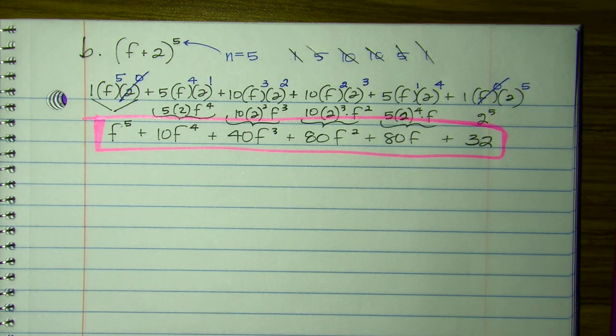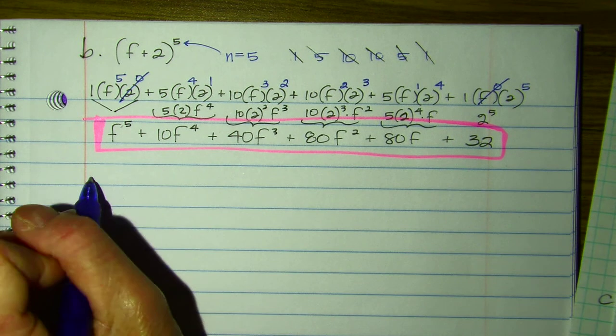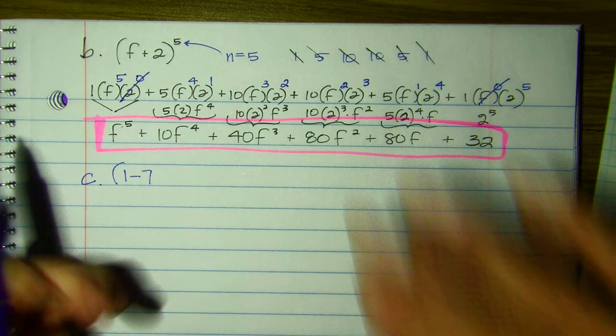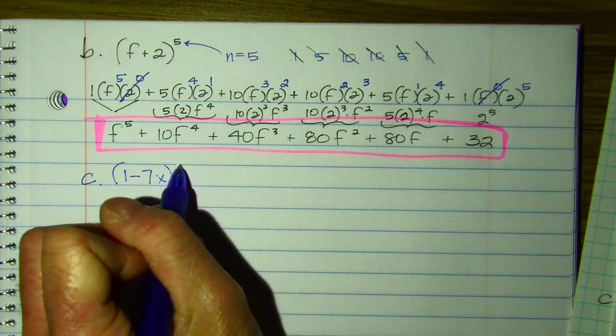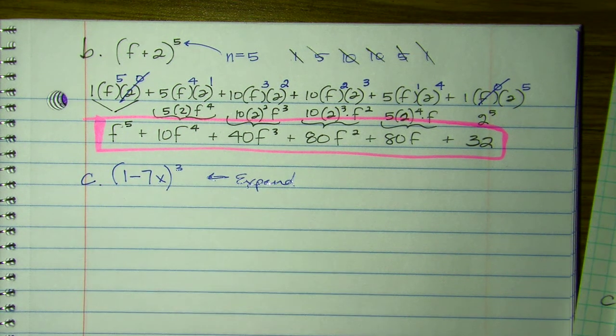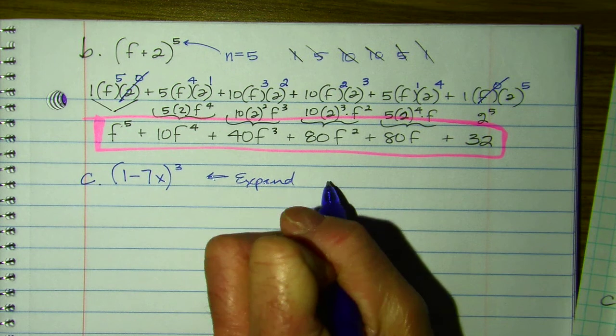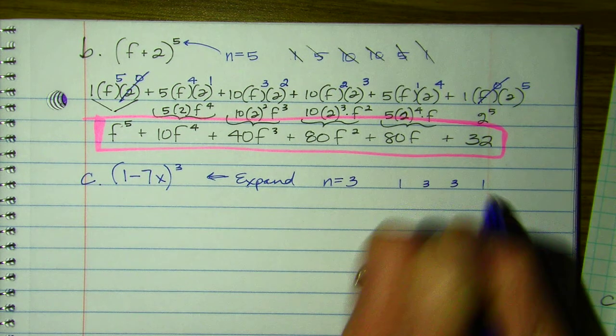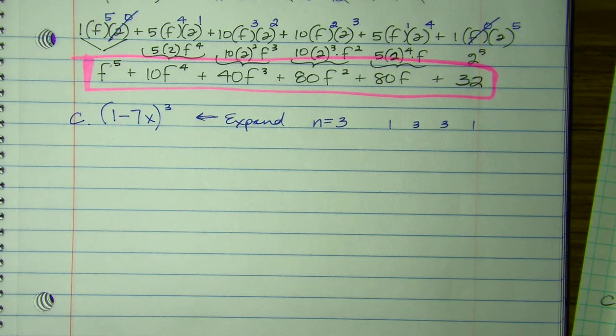All right, next one. We don't necessarily need to do all, but I want to. So they want us to expand 1 minus 7x to the 3rd. Based on the exponent, I know n is 3, so 1, 3, 3, 1. Because that's the row from Pascal's Triangle.